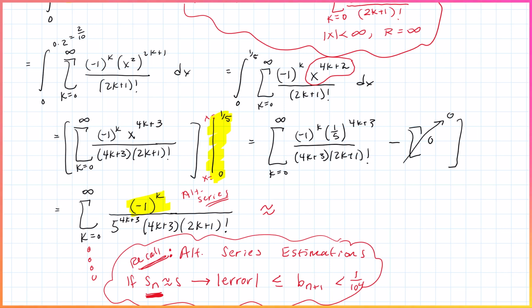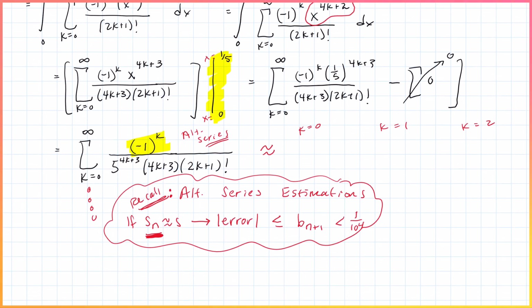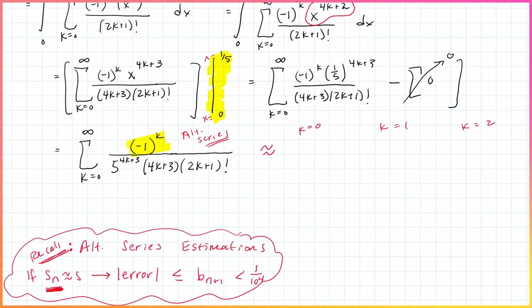So let's write out a few terms and see what we end up with. We start this series at 0, so let's do k equals 0, k equals 1, k equals 2. I don't know how far we have to go out, but let's see how far we need to actually go out, and we'll estimate this. Okay, so let's keep going. When k equals 0, we have a positive 1 over, when we plug in the bottom, 5 cubed times 3 times 1 factorial.